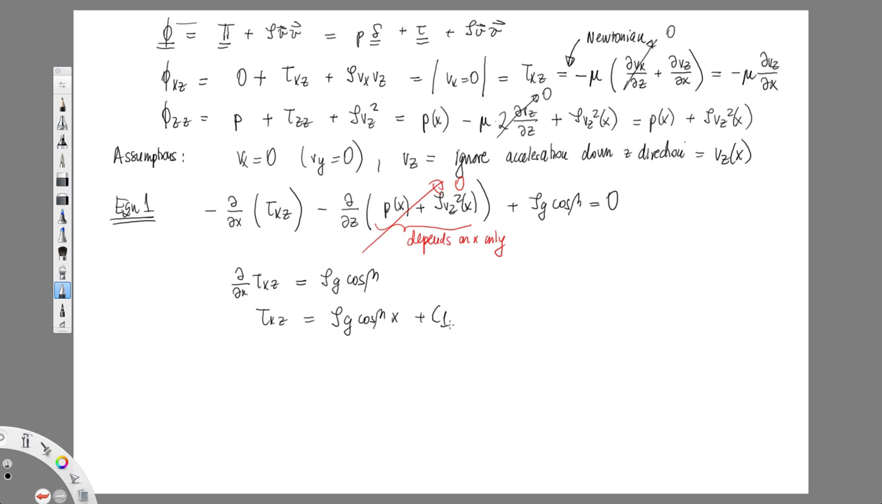So this shear stress is here regardless of what type of fluid I assume. I did not apply the fact that this is a Newtonian fluid yet. Okay? So this shear stress is general, that is, I did not assume a Newtonian fluid yet.